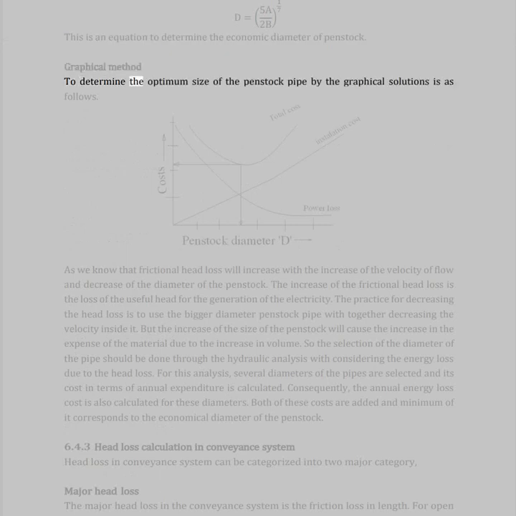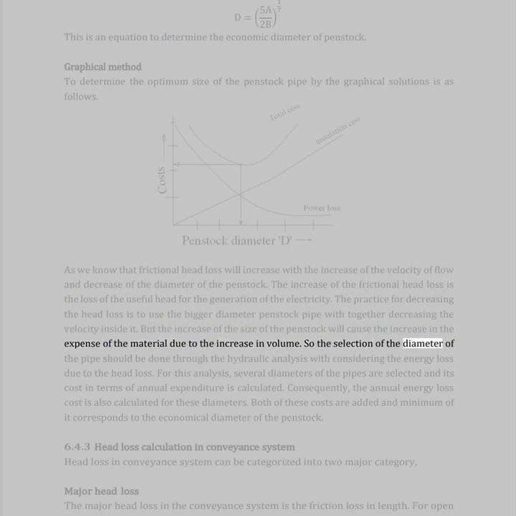Graphical method to determine the optimum size of the penstock pipe by the graphical solutions is as follows. As we know that frictional head loss will increase with the increase of the velocity of flow and decrease of the diameter of the penstock. The increase of the frictional head loss is the loss of the useful head for the generation of electricity. The practice for decreasing the head loss is to use a bigger diameter penstock pipe, together decreasing the velocity inside it. But the increase of the size of the penstock will cause the increase in the expense of the material due to the increase in volume.